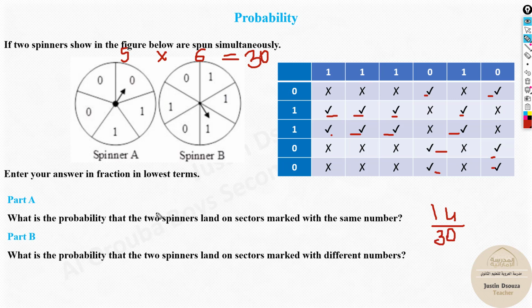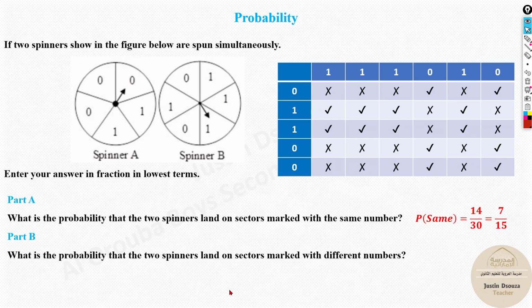So this is the answer. We must keep it in fractions. So just divide by 2 over here, it'll be 7 by 15. So this is your answer for part A. It's 7 by 15. Why? Because they want all the same numbers. Now over here, marked with different numbers means whatever is cross-marked. Since 14 is same, 16 would be different numbers because there are total 30, right? 30 minus 14 would be 16 by 30. So the different numbers would be 16 by 30 or 8 by 15. So this is how we can solve basic probability problems.